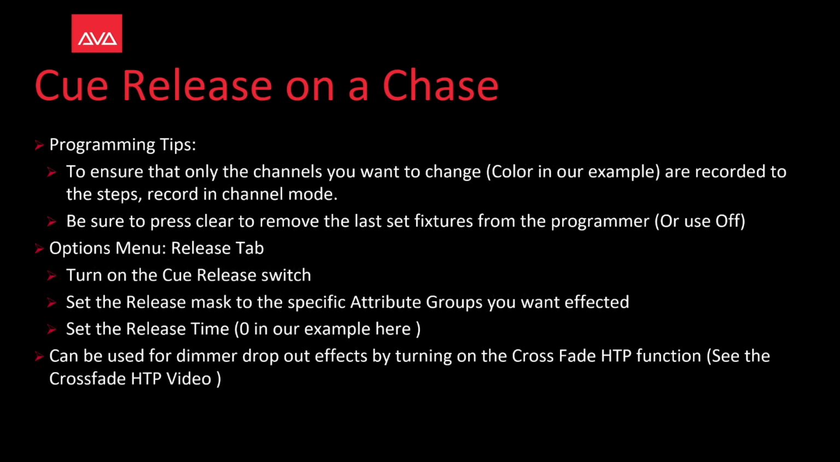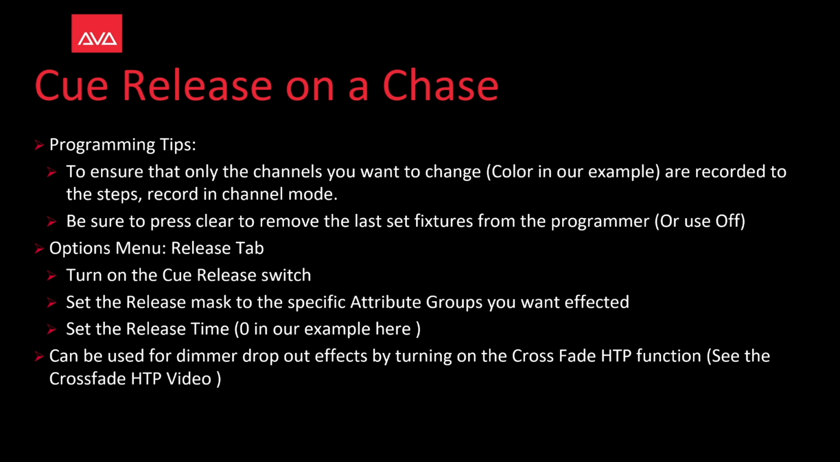Some programming tips. To ensure that only the channels you want to change, color in our example, are recorded to the steps, record in channel mode. Be sure to press clear to remove the last set fixtures from the programmer or use the off function. Then, in your options menu, under the Release tab, turn Queue Release on.